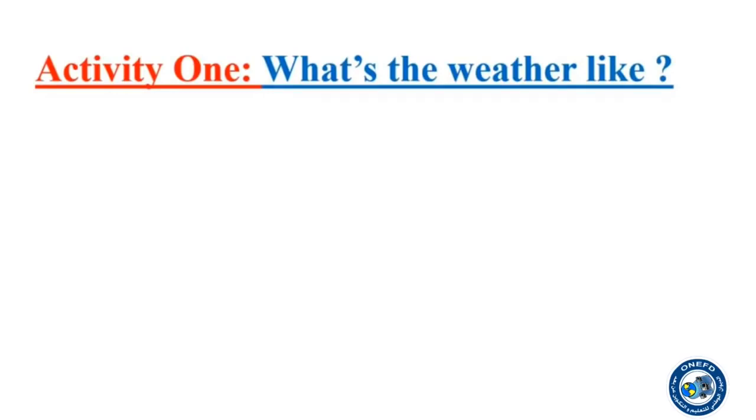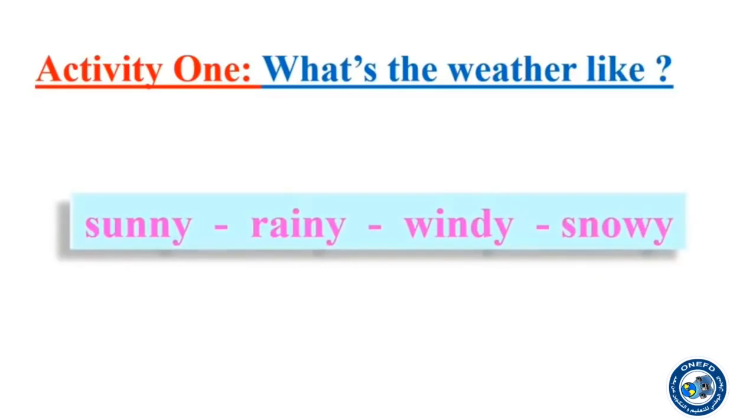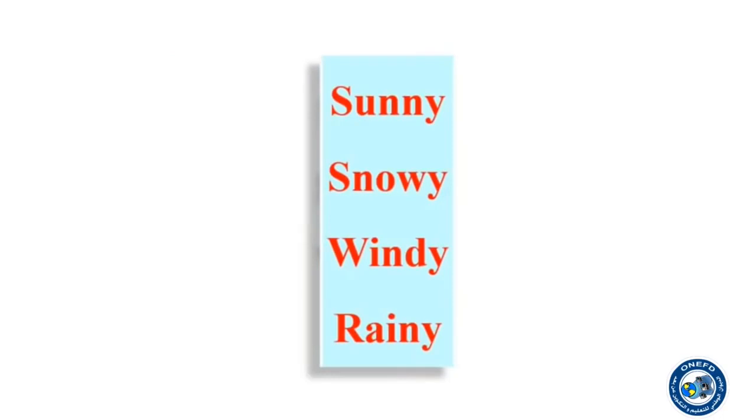Activity 1. What's the weather like? I say, what's the weather like? Or what is the weather like? So there is a list. In this list, we have 4 adjectives. Sunny, rainy, windy, and snowy. Sunny, sun. Rainy, rain. Windy, wind. Snowy, there is snow. So this is the list.